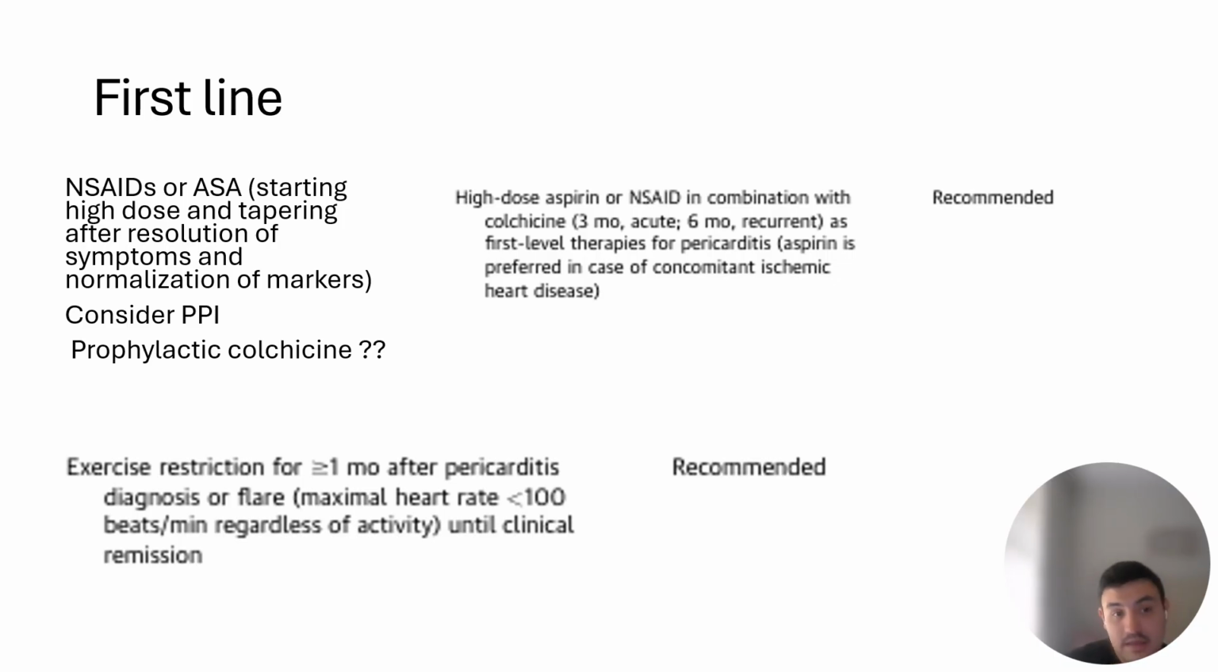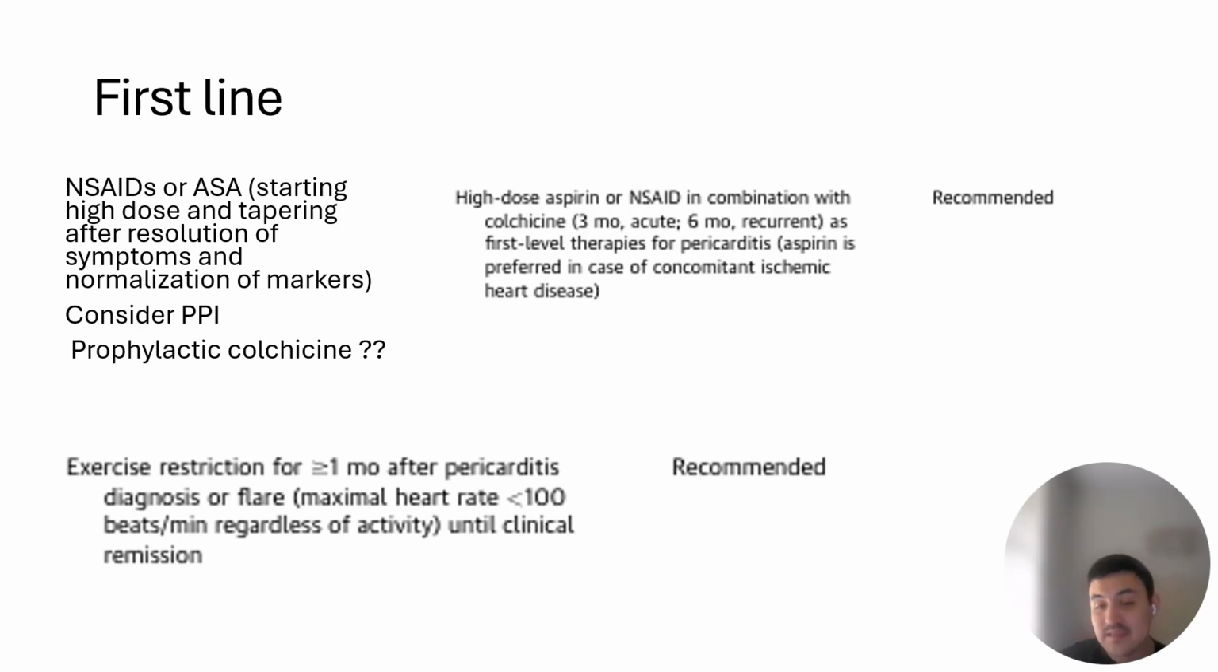What is recommended if you have a first-time diagnosis of acute pericarditis is exercise restriction for more than a month. Why is that? Because if your heart rate goes above 100 beats per minute, your pericardium is going to be rubbing. So that's going to cause more inflammation.